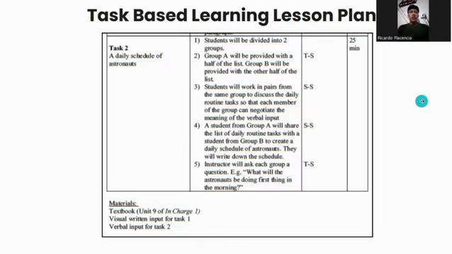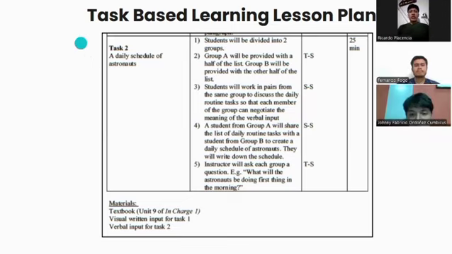In conclusion, the lesson plan effectively applies the principles of task-based learning by engaging students in meaningful communication through real-life tasks related to space exploration.